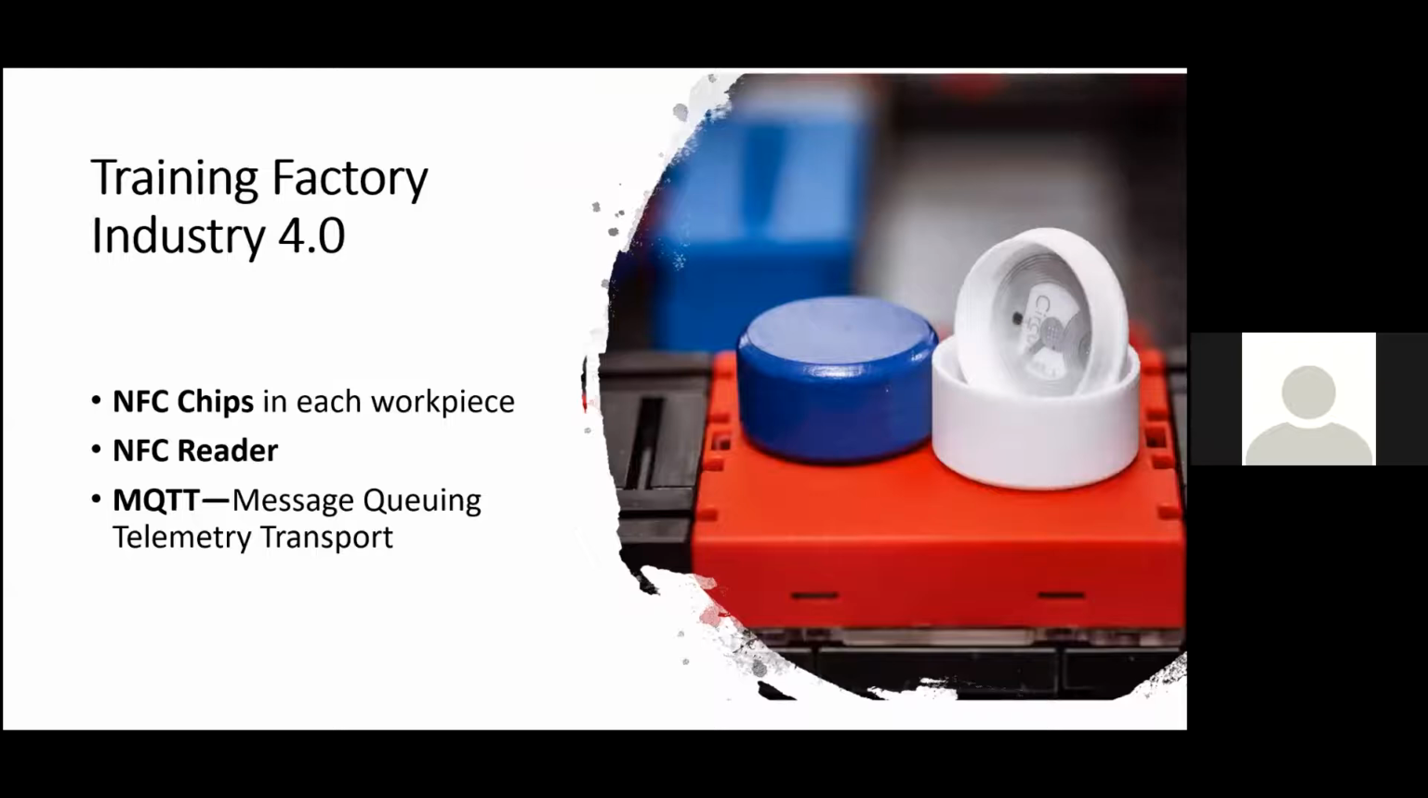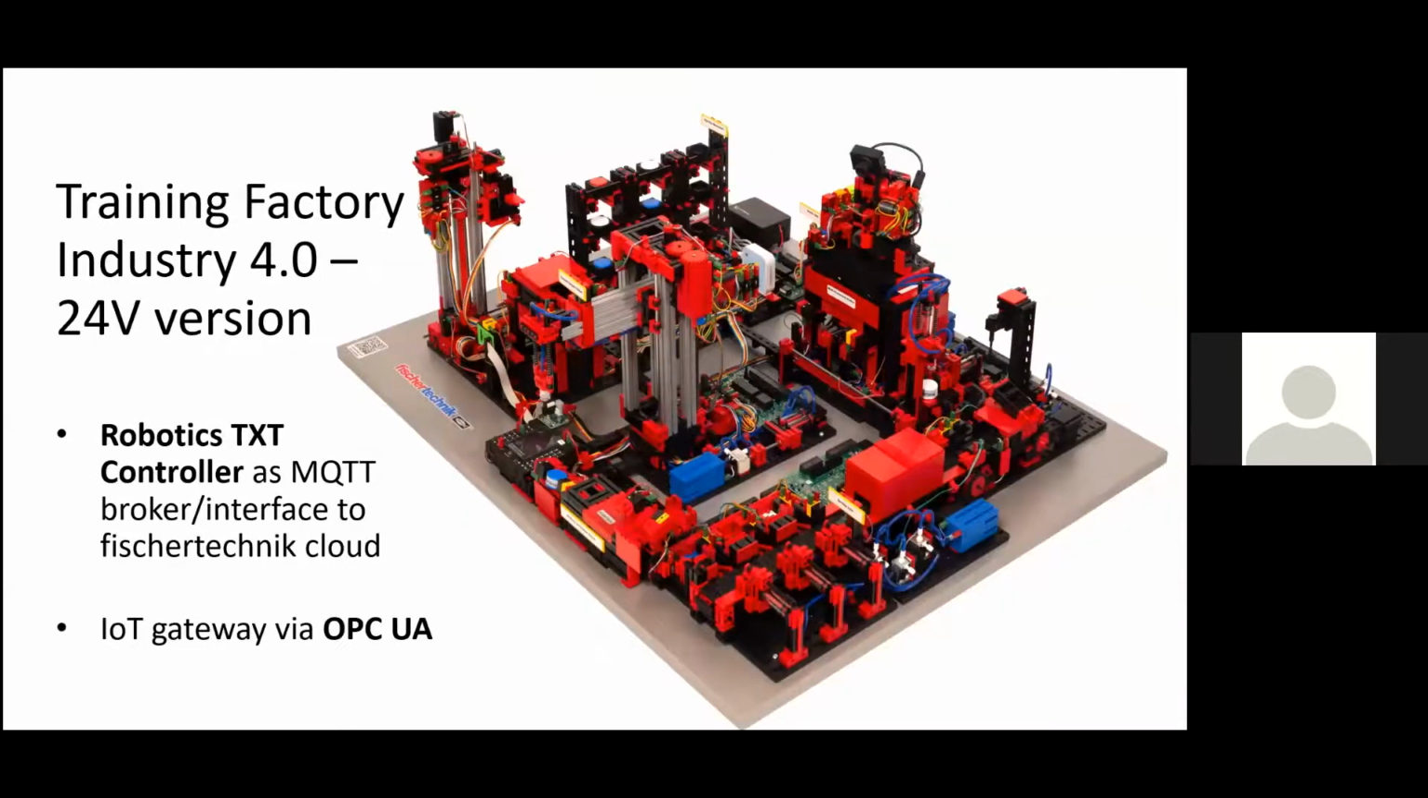Now, as there are two variations of this model, let's go over what makes them different aside from the voltage requirements. We're going to begin by focusing on the 24-volt version and what makes it unique. First, it is again a bit of a hybrid in that while requiring a PLC for operation and control, it does also incorporate one fischertechnik robotics TXT controller. The TXT controller in this case again serves as the MQTT broker and interface to the fischertechnik cloud.